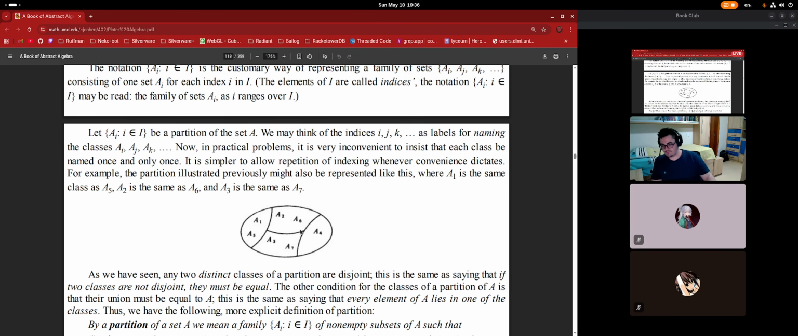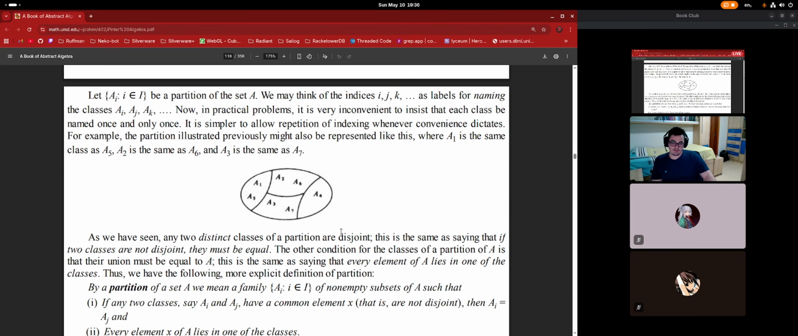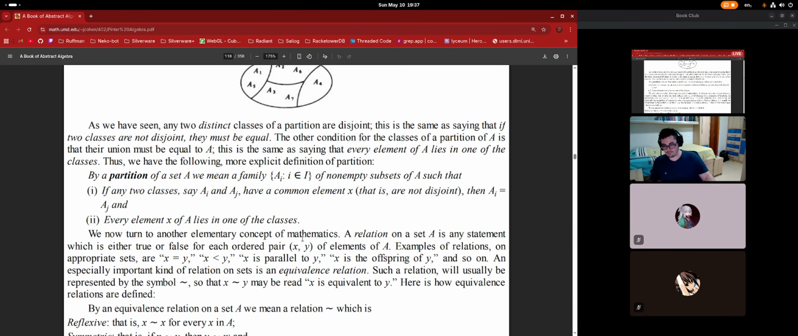You could do that, but then that implies that any two distinct classes of a partition are disjoint. This is the same as saying that if these two classes are not disjoint, they must be equal. So you either are exactly different, like necessarily different, or you are the same. The other condition for the classes of a partition of A is that the union must be equal to A. That is the same as saying that every element of A lies in one of the classes. True. And then we go to this other definition. If any two classes, say Ai and Aj, have a common element, then Ai is equal to Aj. Every element of A lies in one of the classes.